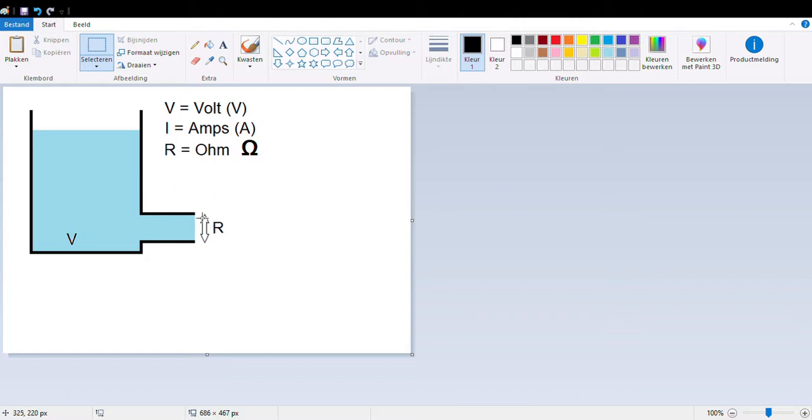And also the resistance, which is, well, actually the nozzle diameter. If I'm just going to insert a straw here, very small, there will be less flow. I could also put a cork in it, which is in electric terms more something like the resistance of air.